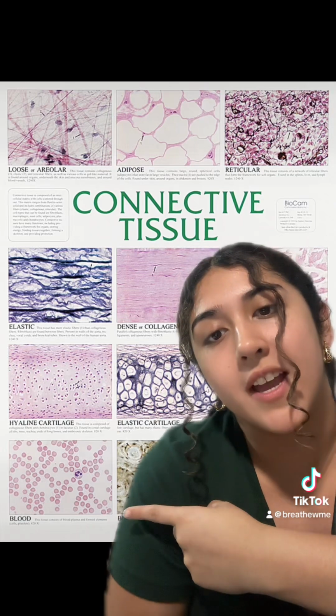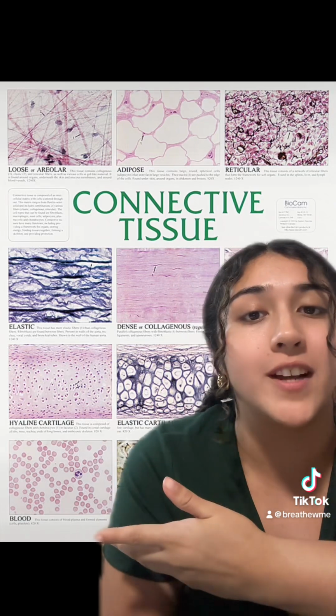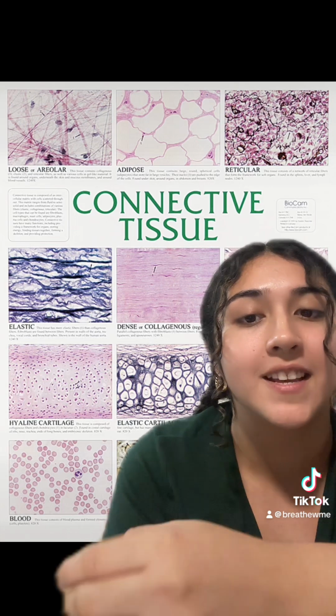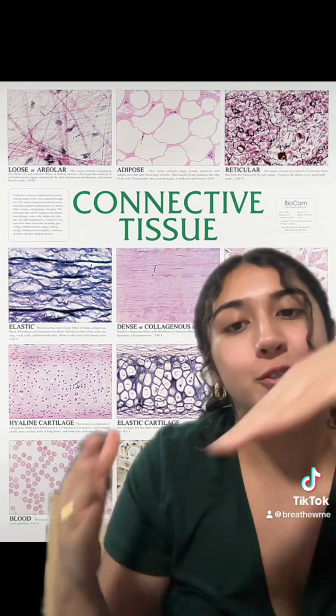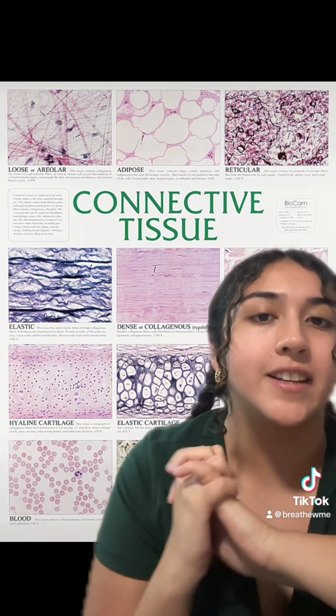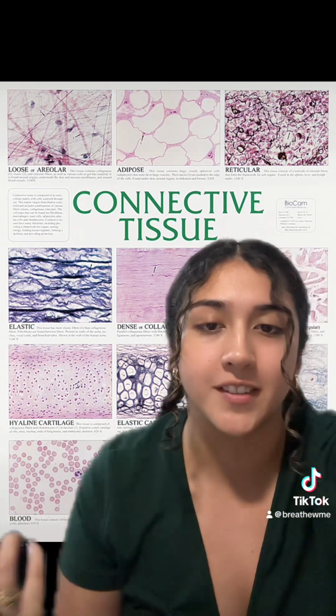Here is blood, which is also known as a connective tissue because it helps provide support in some instances, as well as connect tissues due to blood going everywhere, and it can even help in regulatory factors such as high blood sugar, things like that.